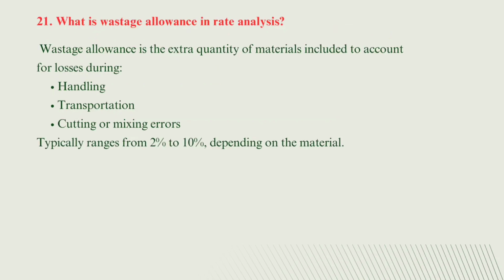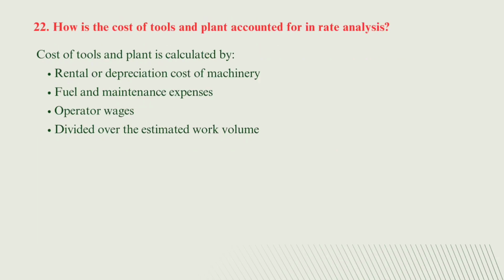What is wastage allowance in the rate analysis? The answer is, wastage allowance is the extra quantity of materials included to account for the losses during handling, transportation, cutting or mixing errors. Typically ranges from 2 to 10% depending on the material. Next question is question number 22.